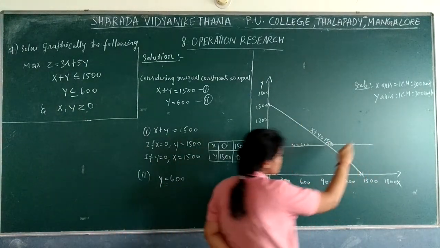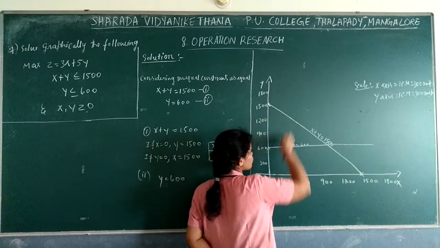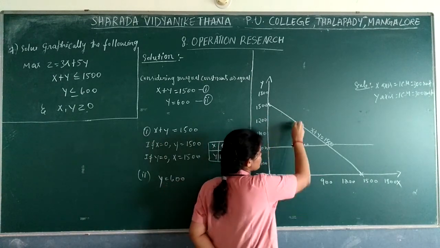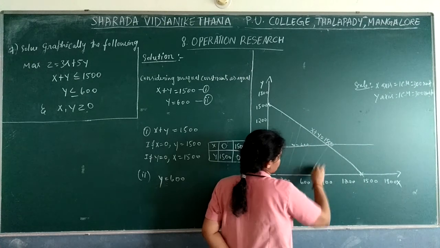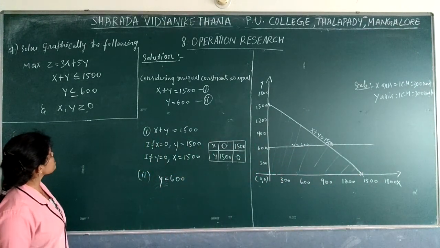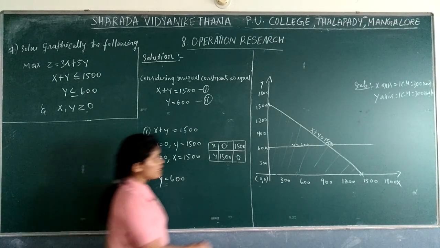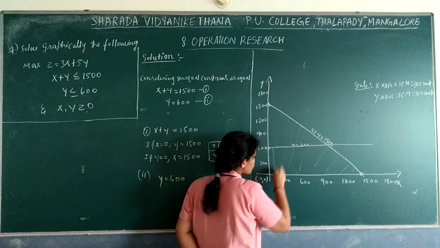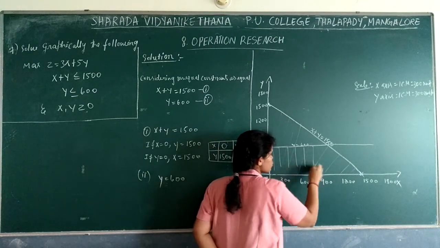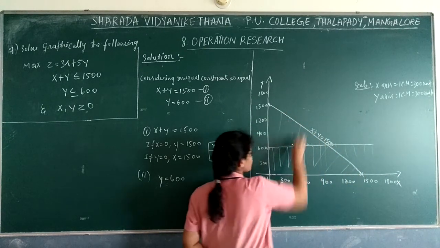This is less than or equal to, so it comes towards the origin. First equation. Now, second equation. The second equation is also less than or equal to, so this is also coming towards the origin. This is the second equation, this is the first equation.